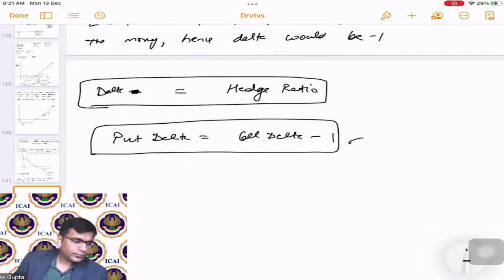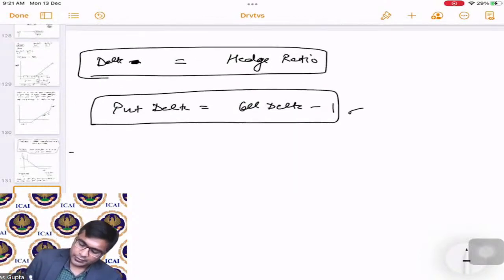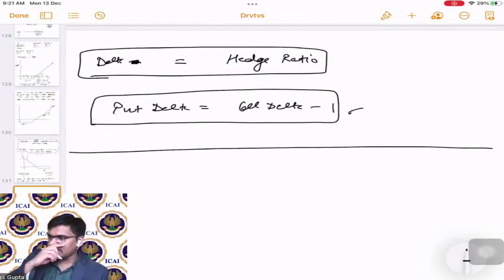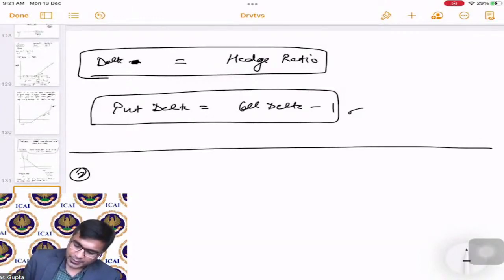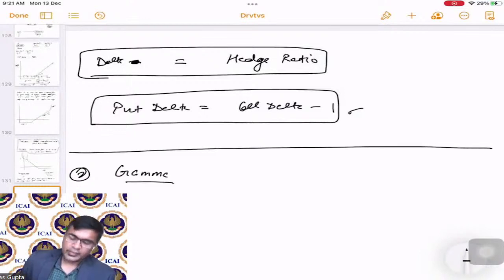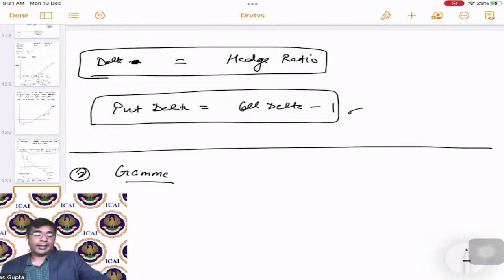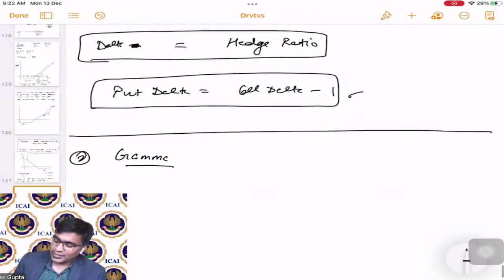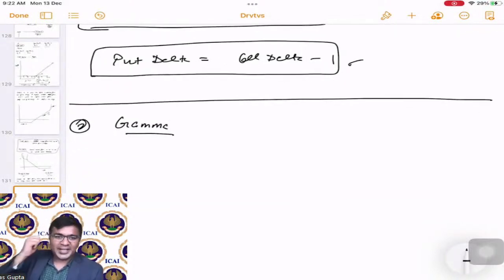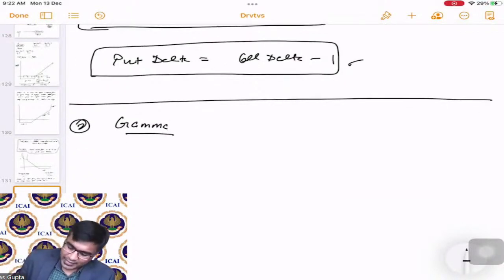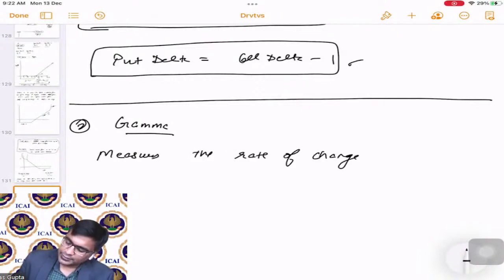Okay. Now let us go to gamma. So the first Greek, which is delta, is done. Coming to the second Greek, which is gamma. Now what is gamma? It's a bit more complicated in the sense that it measures the rate of change in delta.